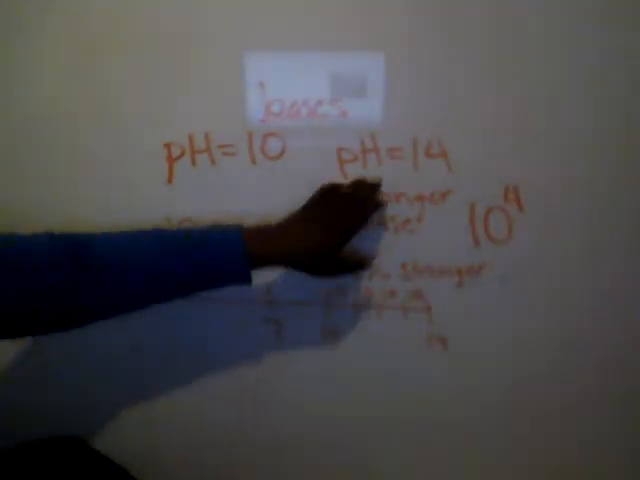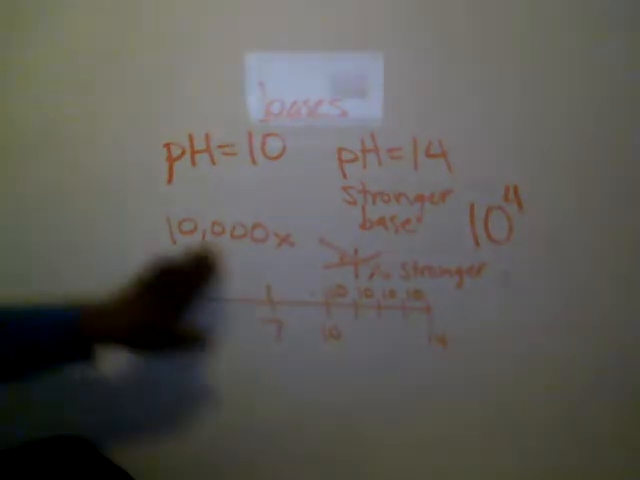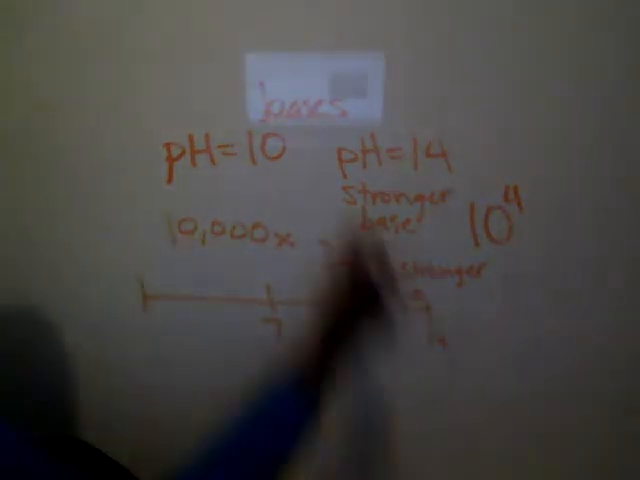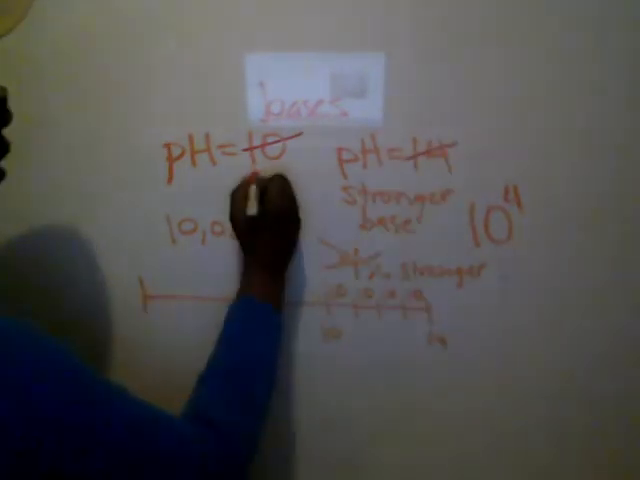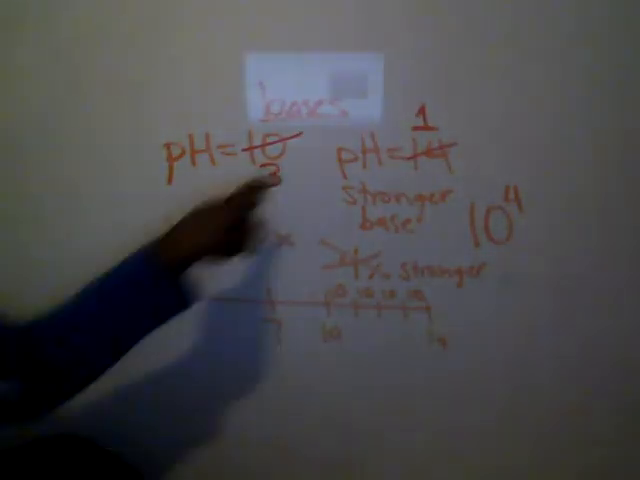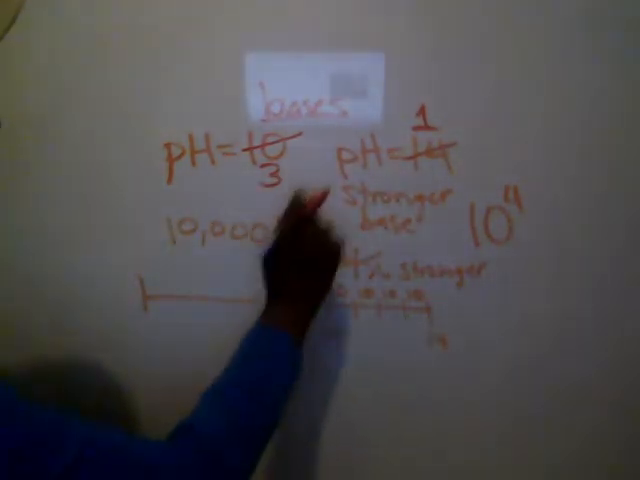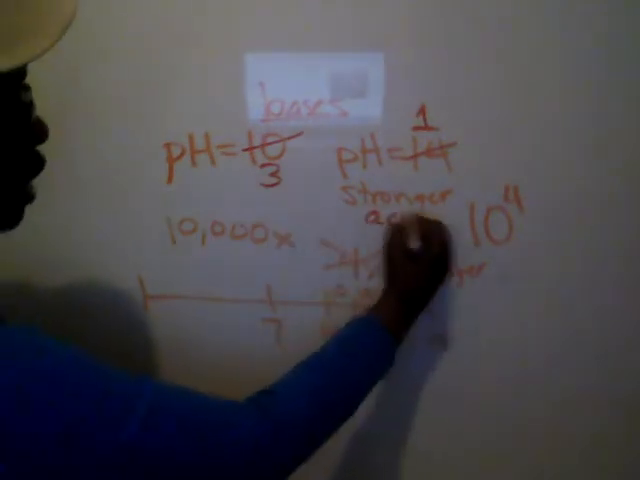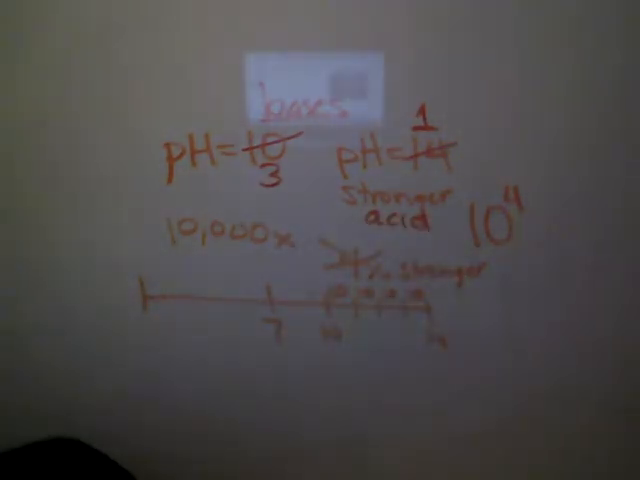So that means that this is 10 to the 4th times, or 10,000 times stronger. If these pHs were instead, let's say, a pH of 1 versus a pH of 3, well, that's a unit of difference of 2. Now, these wouldn't be bases anymore, these would be acids. So if you have a pH of 1 versus a pH of 3, that makes you the stronger acid. Lower numbers make you stronger acids. Higher numbers make you stronger bases.